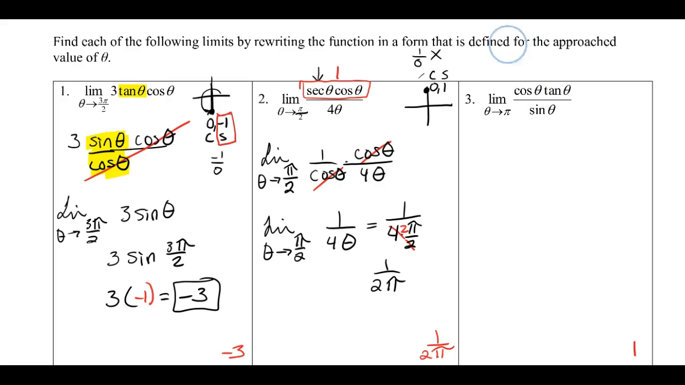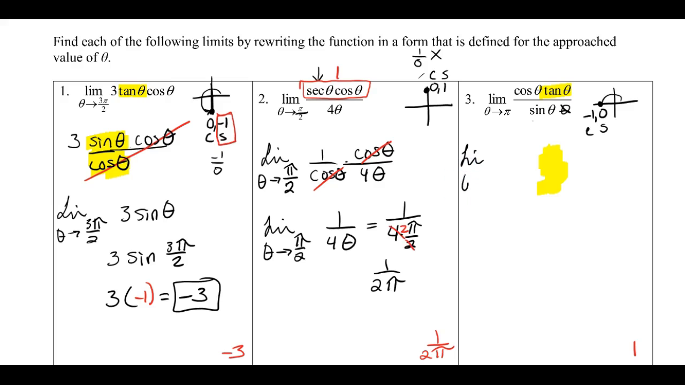Number 3, this is as theta approaches pi. I'm going to draw my pi. Coordinates are -1 over, 0 up, cosine, sine. And I see here that sine of pi equals 0, which would give me a 0 in the denominator. So it's this sine that I need to try to cancel out. I'm going to go ahead and rewrite tangent as sine over cosine.